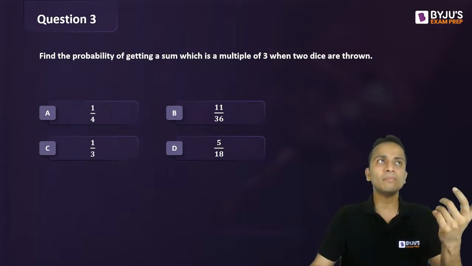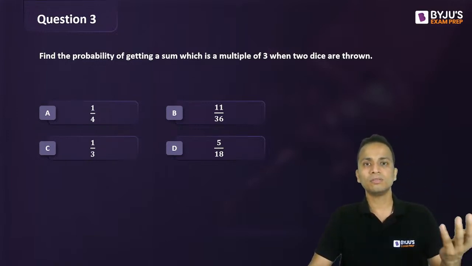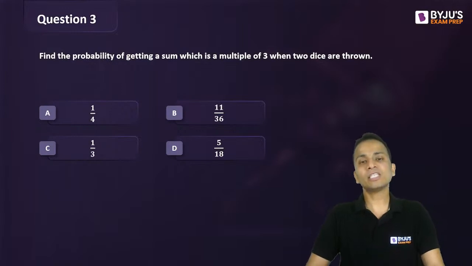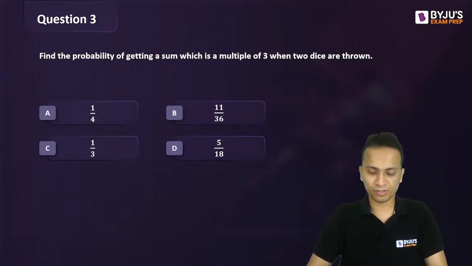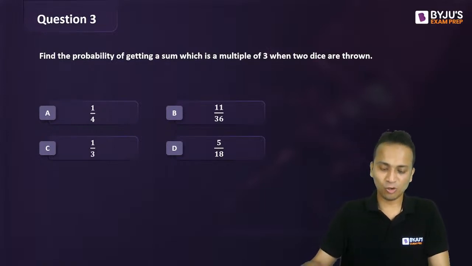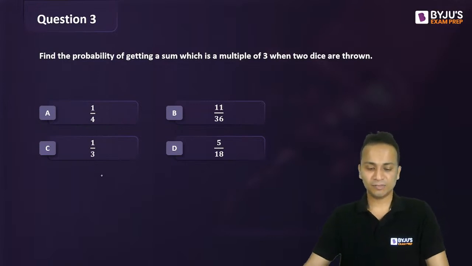So any sum starting from 2, then 3, 4, 5, 6, and so on up till 12 can be obtained. Now they just want the sum to be a multiple of 3. So a multiple of 3 can be 3, 6, 9 or 12. All right, no problem, Kaushal. Now focus and try to give me an answer.